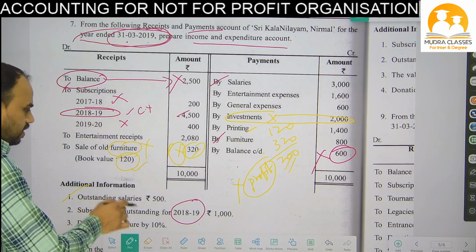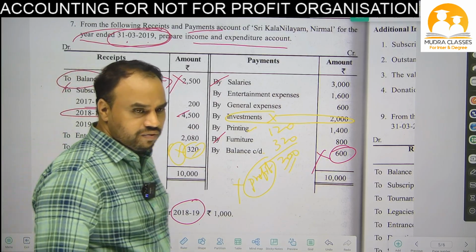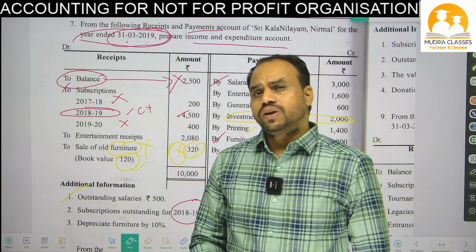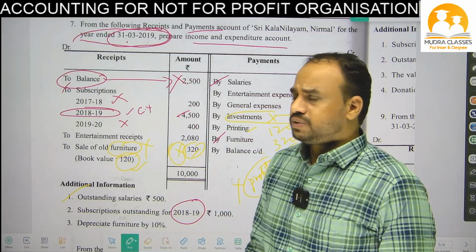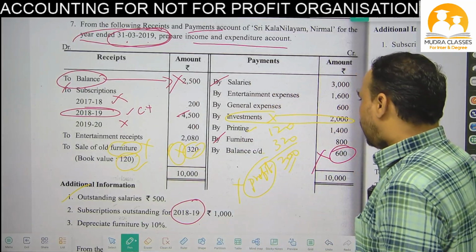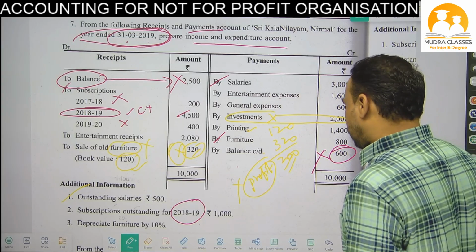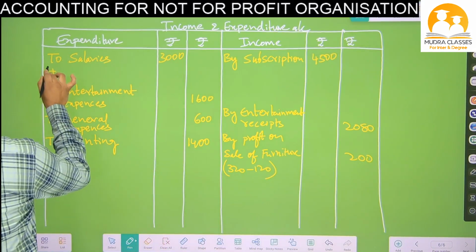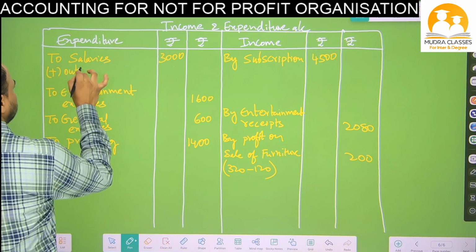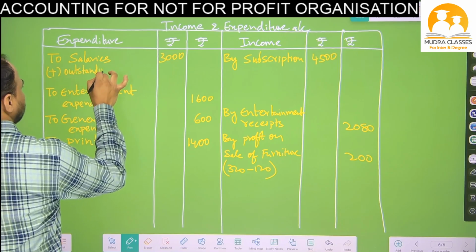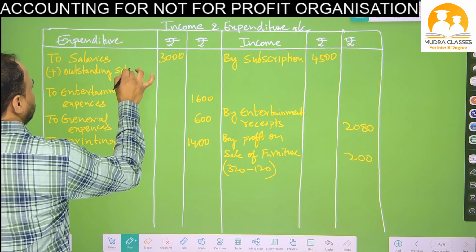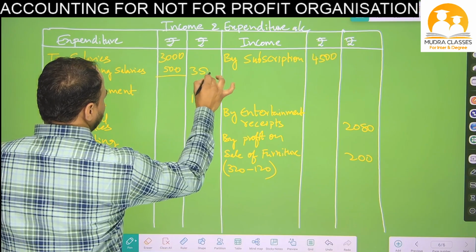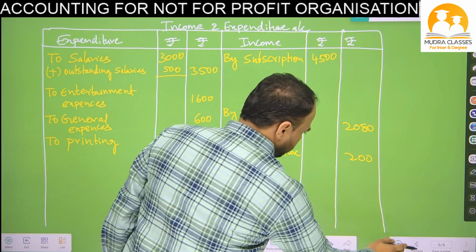Outstanding salary, that is current year. The business is liable to pay 500 to one person, but we have not paid. Even though we have not paid, that is a regular current year expenditure. So we have to add 500 rupees to the particular expenditure. Simply, outstanding means we have to add it for the current year. So outstanding salaries, current year outstanding, we have to add. How much is said? 500 rupees. Outer column 3500. Okay.